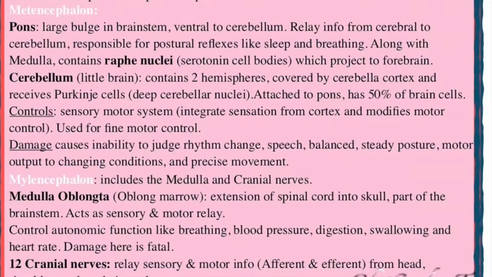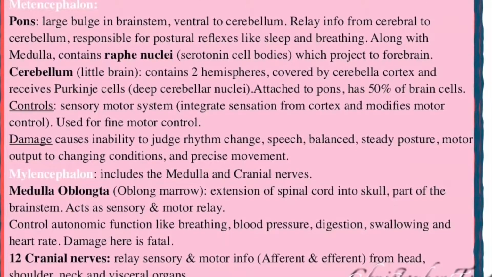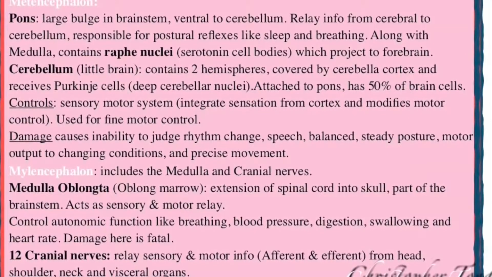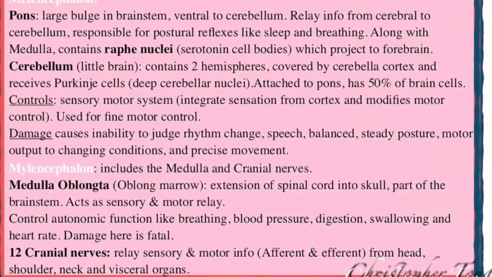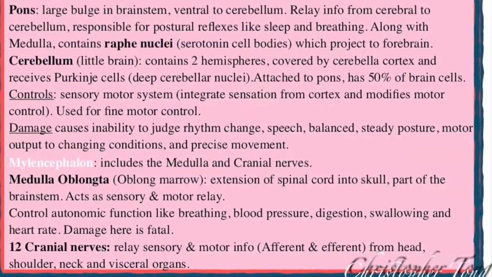Damage causes an inability to judge rhythm change, as well as speech, a loss of balance, a loss of steady posture, and the motor output is not as adapted to changing conditions, such as knowing which way or how to walk, let's say, up a hill or on muddy terrain, for example. Damage also causes imprecise movement.